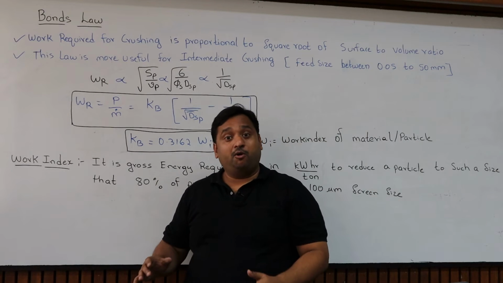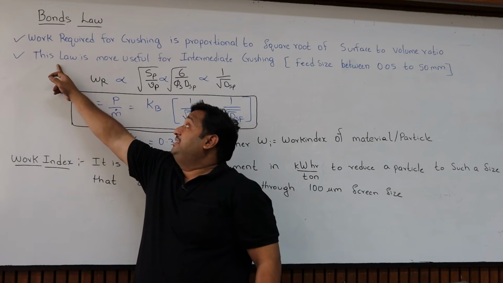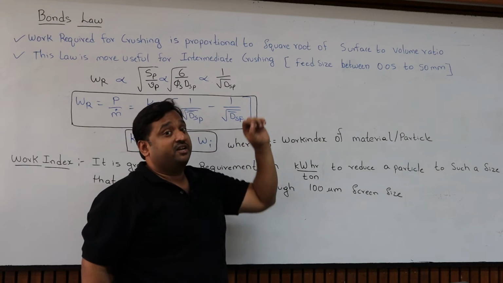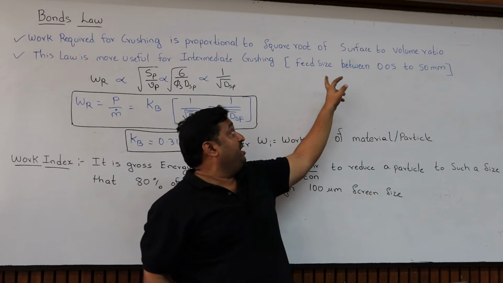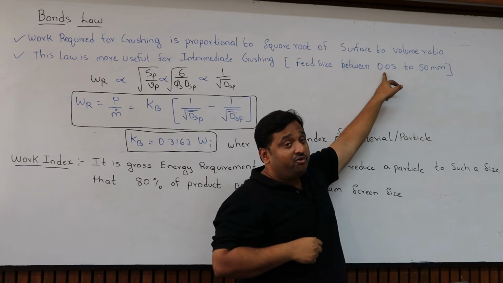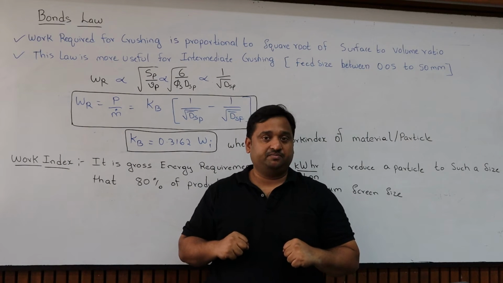Okay, this law is based upon this principle. And where is this law applicable? This law is more useful for intermediate crushing. What is this intermediate crushing? When we talk about particle sizes between 0.05 mm to 50 mm, this comes under intermediate crushing.